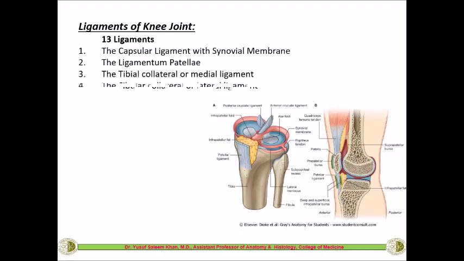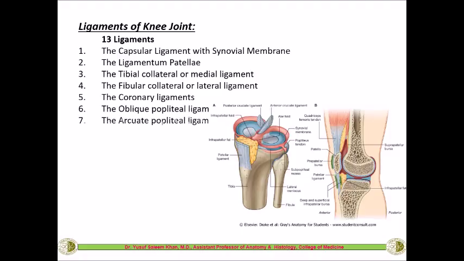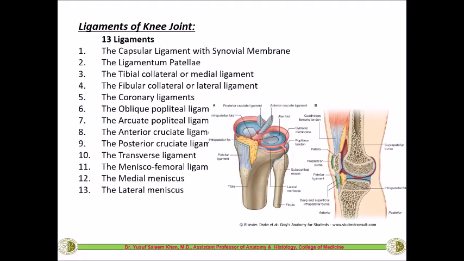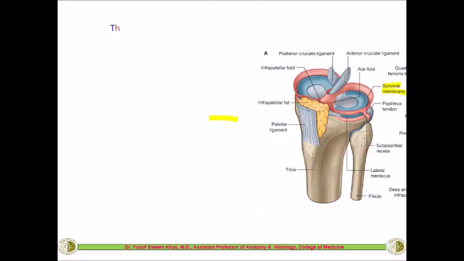Then there is the tibial collateral ligament, fibular collateral ligament, coronary ligament, oblique popliteal ligament, arcuate popliteal ligament, anterior cruciate ligament, posterior cruciate ligament, transverse ligament, meniscofemoral ligament, medial meniscus, as well as the lateral meniscus. All these structures help in the stability of the knee joint. So there are 13 ligaments which mainly help in the stability of the knee joint. Now we'll try to discuss each of them one by one.